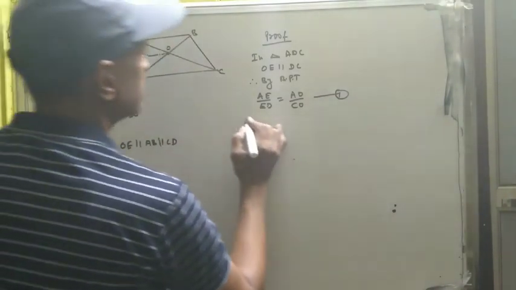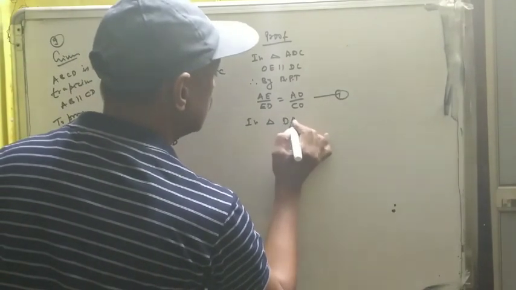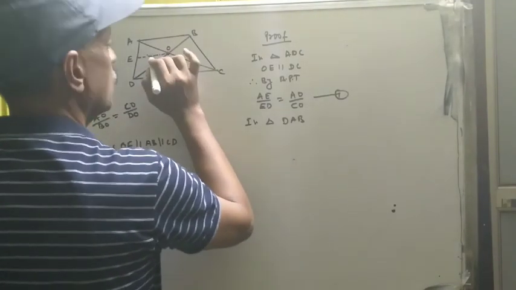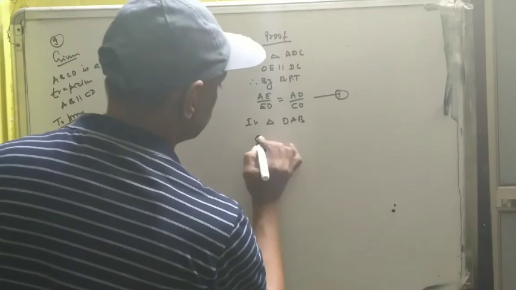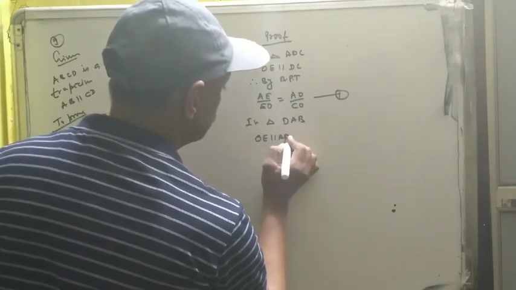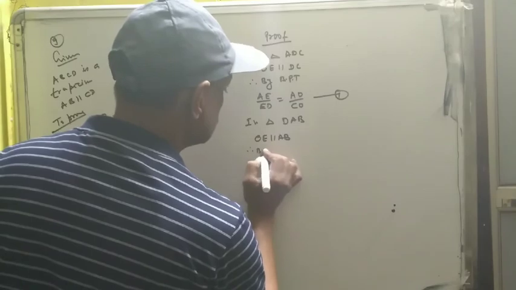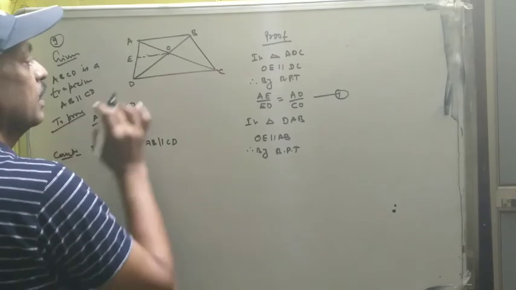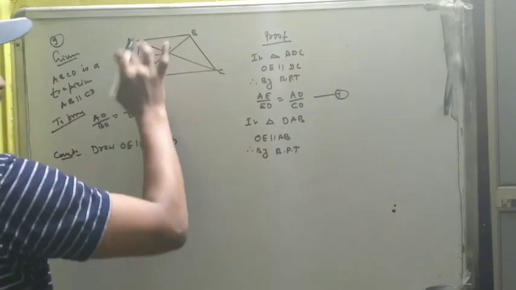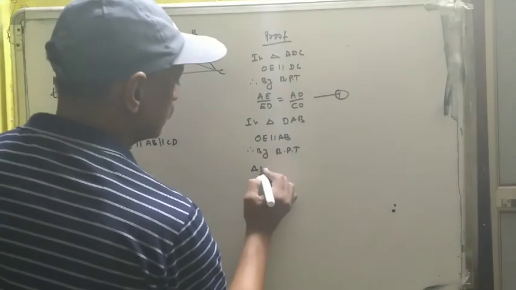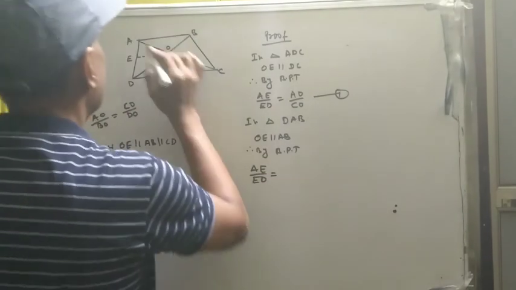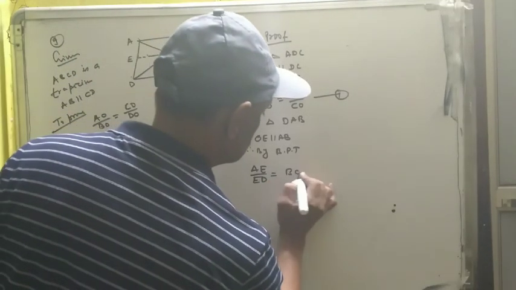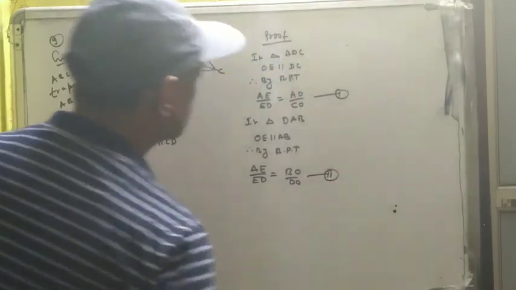Now we will take this triangle DBA, so DAB. In triangle DAB, we can write again कि OE is parallel to AB. So by BPT, we can write this line is parallel to this AB. So we can write कि AE upon ED equal to BO upon DO. This is equation number 2.